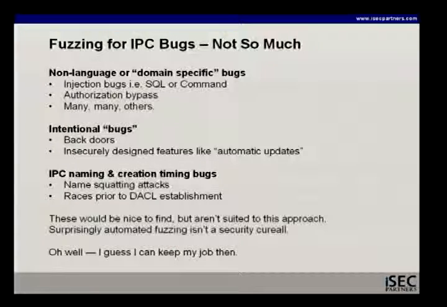Race is prior to DACL establishment. When you create an IPC object, you've got two options. You can either set the ACL right then, or you can add the ACL later. It might seem like kind of a bad idea to add the ACL later, but it's somewhat popular. And it creates race conditions.